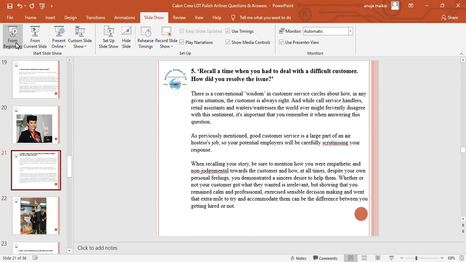So when recalling your story, be sure to mention how you were empathetic and non-judgmental towards the customer, and how at all times, despite your own personal feelings, you demonstrated a sincere desire to help them, keeping your ego aside. Yes, please do remember that. When we are interacting with our customer, the customer is king. So we need to bow down in front of them and anyhow make them happy.